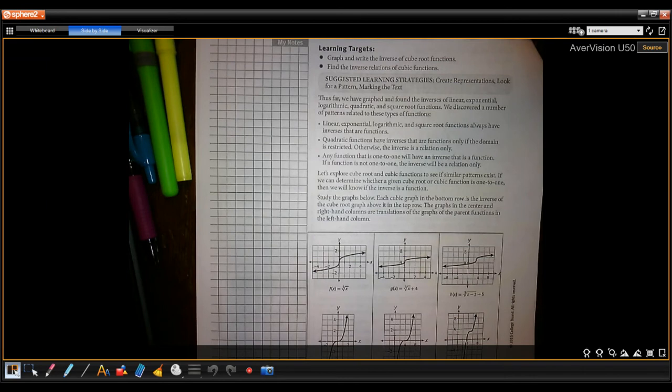We want to continue with inverse functions. So today we'll talk about cube root and cubic functions. But it's important to highlight. I'm going to go through this. Normally I don't, but I am going to go through this today.